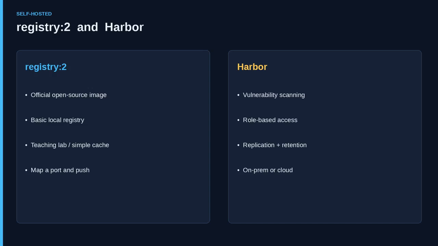Harbor is the enterprise-shaped sibling. It is also open source, but it adds vulnerability scanning, role-based access control, image replication, and policy-based retention. You can deploy Harbor on-premises or in the cloud, and it talks to Kubernetes and Docker. Rule of thumb: Registry 2 is the teaching lab and the simple cache. Harbor is what you reach for when security teams start asking who can pull what.